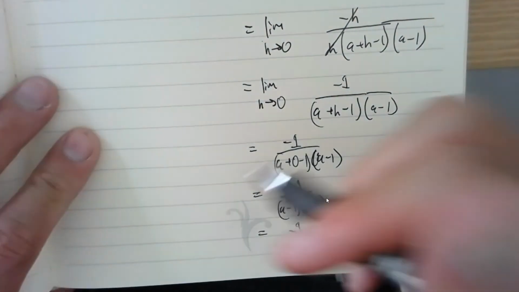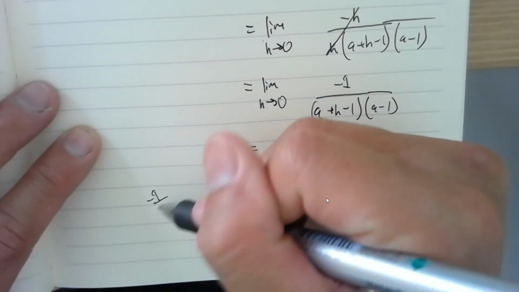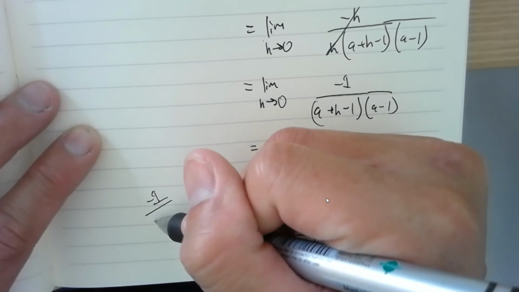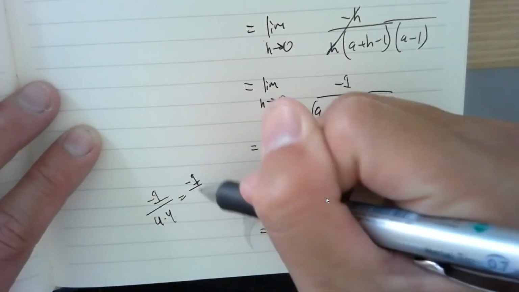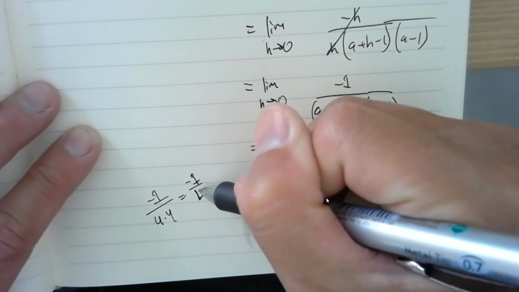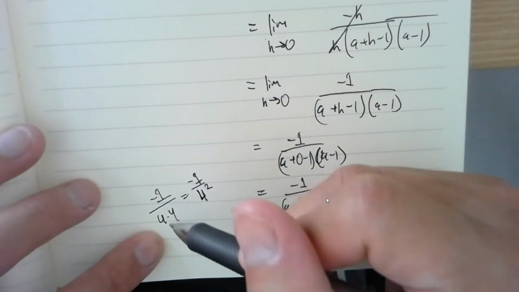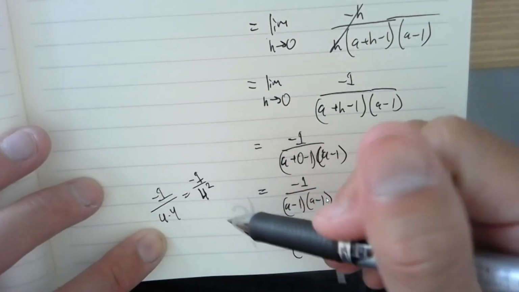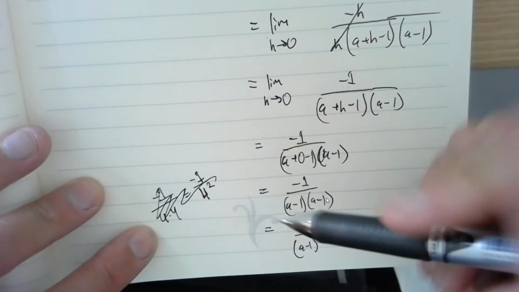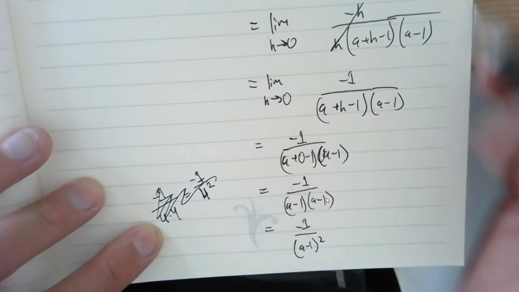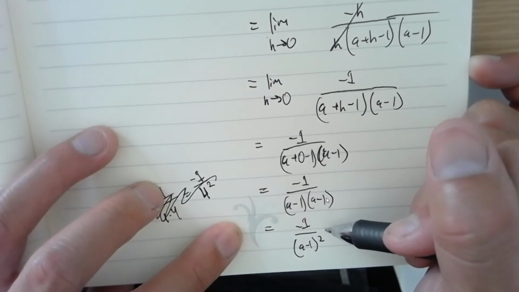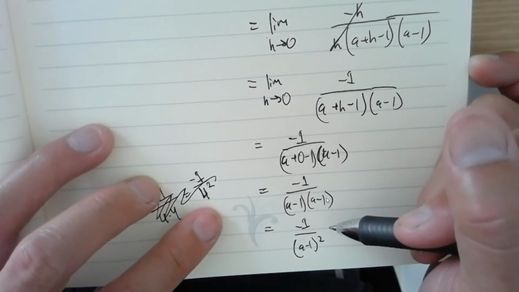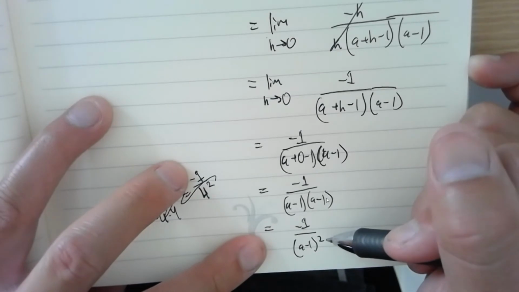That's the same thing as saying a minus 1 squared. In case that confused you, it's like saying negative 1 over 4 times 4 is the same exact thing as negative 1 over 4 squared, right? Because we both know 4 times 4 is 16, 4 squared is 16, so that is the same thing as this, okay? So now you have an answer at this point here.